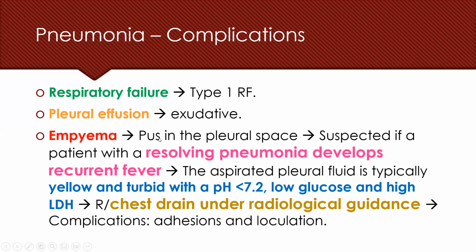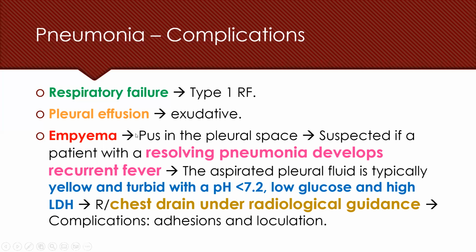Empyema means that there is pus in the pleural space, and it should be suspected in any patient with a resolving pneumonia who develops a recurrent fever. This is the keyword here. We have a patient who has a resolving pneumonia, a pneumonia on its way to recovery, then he develops a recurrent fever. We do pleural fluid aspiration, and typically the pleural fluid will be yellow and turbid at the same time with a pH of less than 7.2, with low glucose content and high LDH. This is defining of empyema.